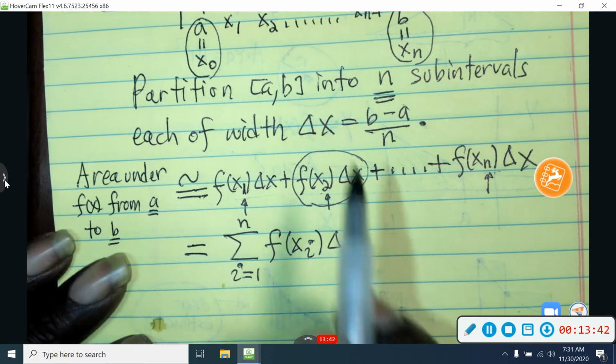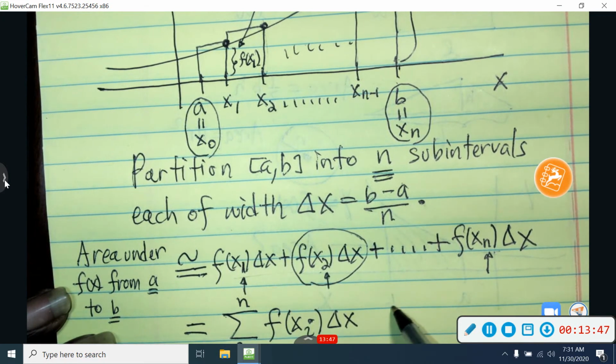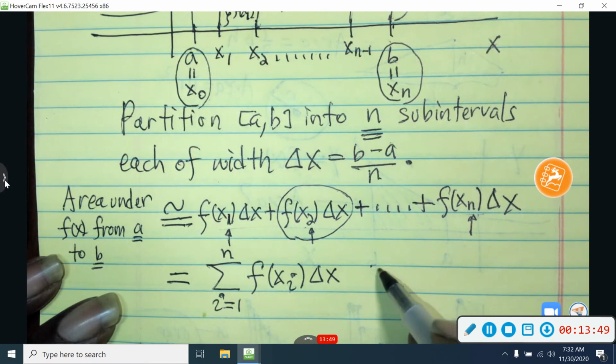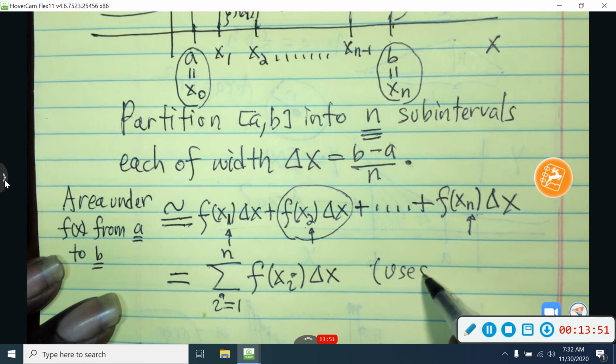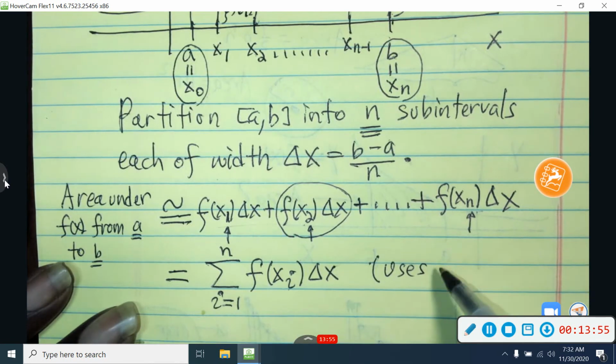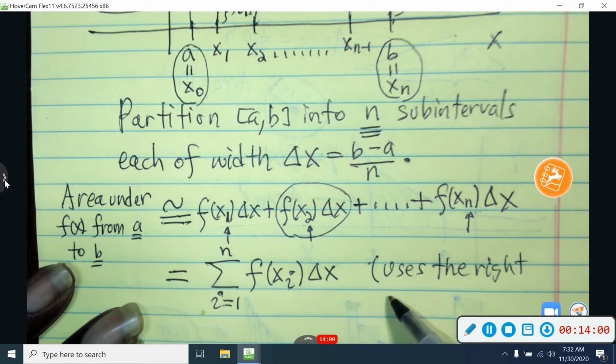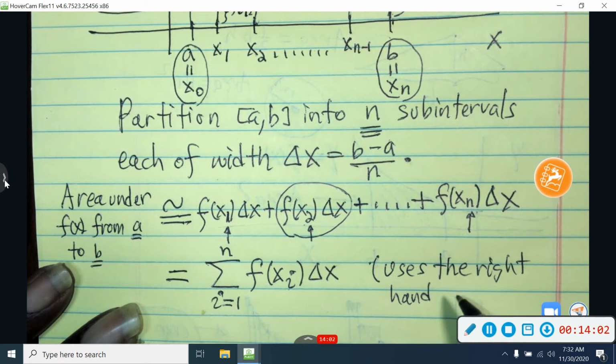Now this was using the right-hand endpoint. Now let's say that. This uses, you can see all the dots are on the right here, the right-hand endpoints.